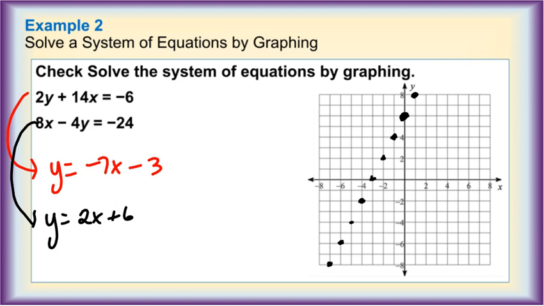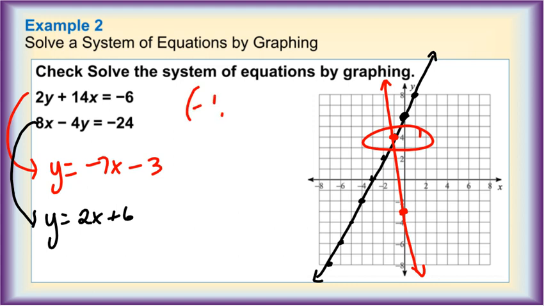I can draw my line here. And the other one, put a point at negative 3. It has a slope of negative 7, so I can go up 7 to the left one. I know where the lines cross, so I can just draw my line here. It crosses here, so that would be negative 1, positive 4.